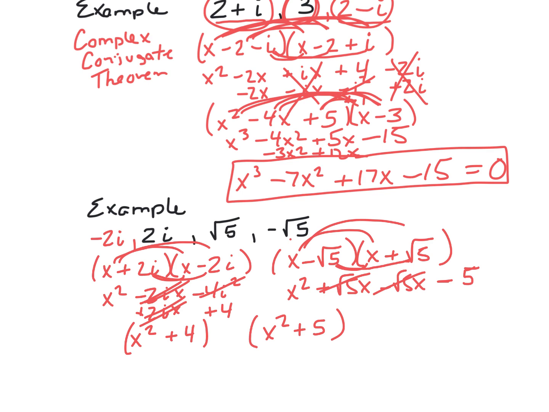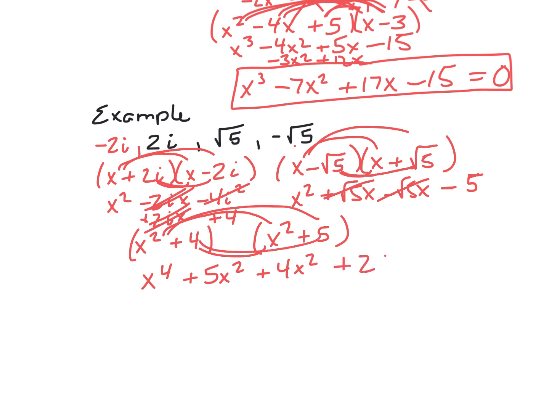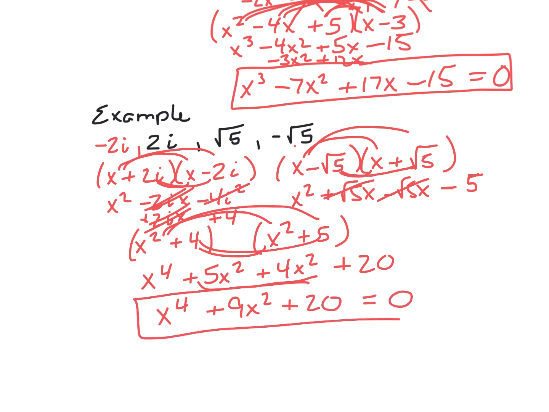So I did 2 at a time. Now I'm going to multiply these together. So I'd have x to the 4th plus 5x squared plus 4x squared plus 20. Combining like terms, I'd have x to the 4th plus 9x squared plus 20. That would be the 4th degree equation that would have these 4 zeros. So that's how to write a polynomial equation given zeros.